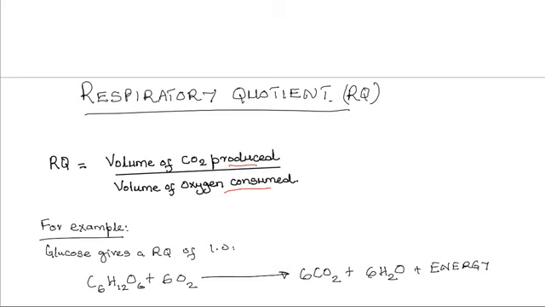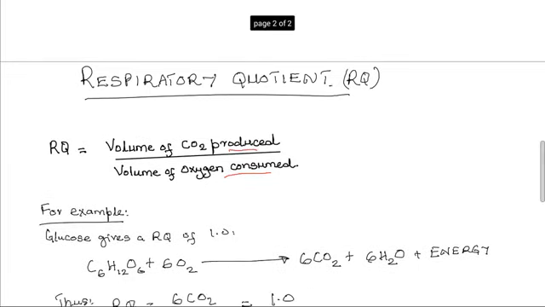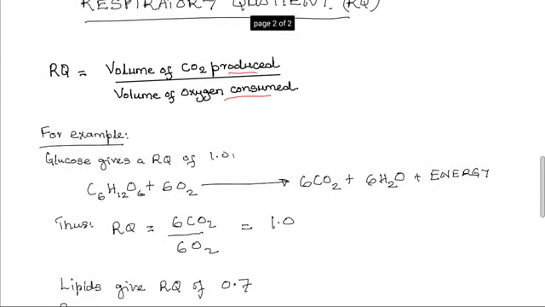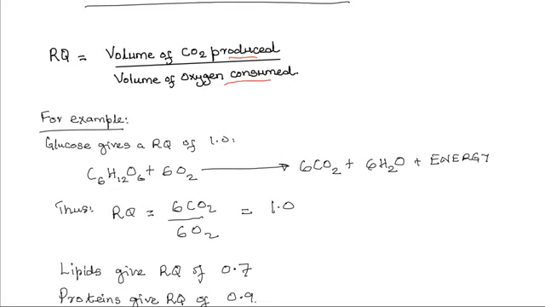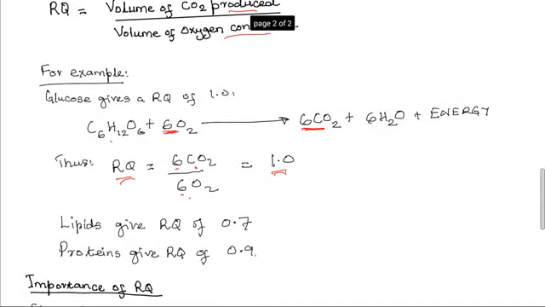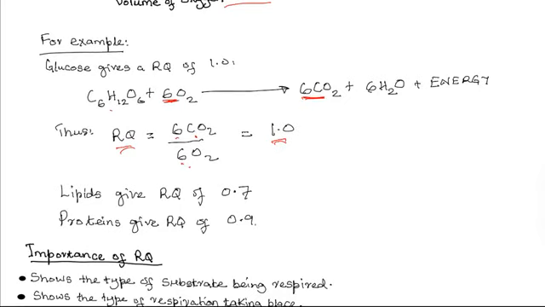For example, when an organism is respiring or breaking down glucose, you can calculate the respiratory quotient from the formula. 6 molecules of oxygen are used and 6 molecules of carbon dioxide are produced. So using this formula, you find that RQ is equal to 6 carbon dioxide divided by 6 oxygen, which gives us 1.0. Lipids generally will tend to give an RQ of 0.7 and proteins an RQ of 0.9.